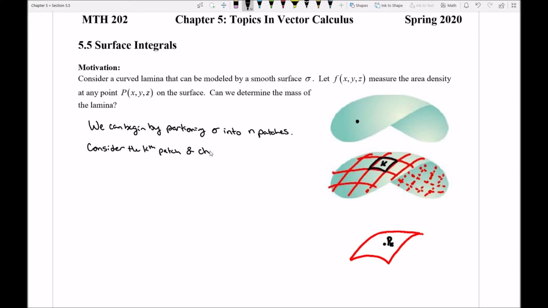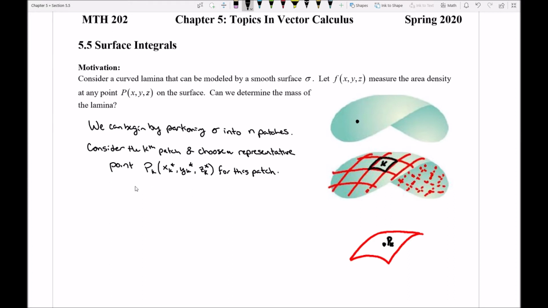And we're going to choose a representative point. We'll call this P sub k, so it's a point that belongs on the kth patch, and it's going to have special coordinates. It'll have a special x coordinate, a special y coordinate, and of course a special z coordinate. Again, this is just to indicate that somewhere on this patch we're going to be selecting this P sub k point that I have shown down here. So we'll select this special representative point for this patch.